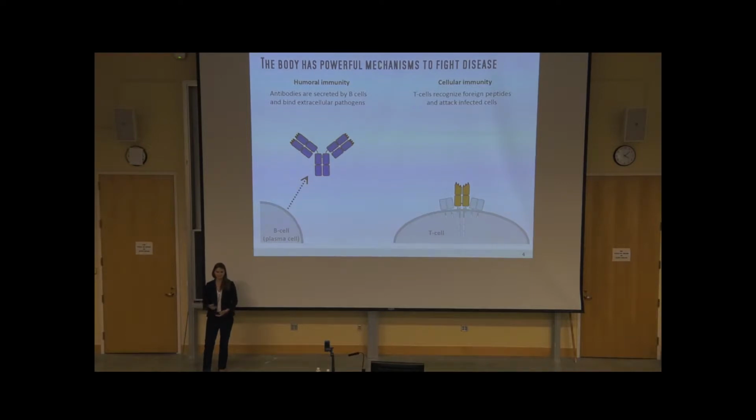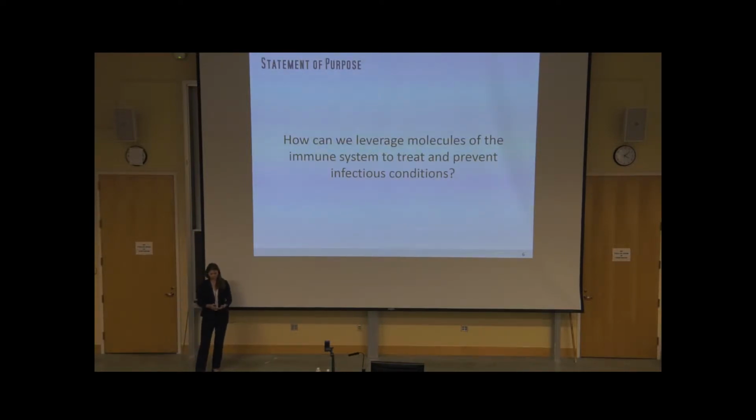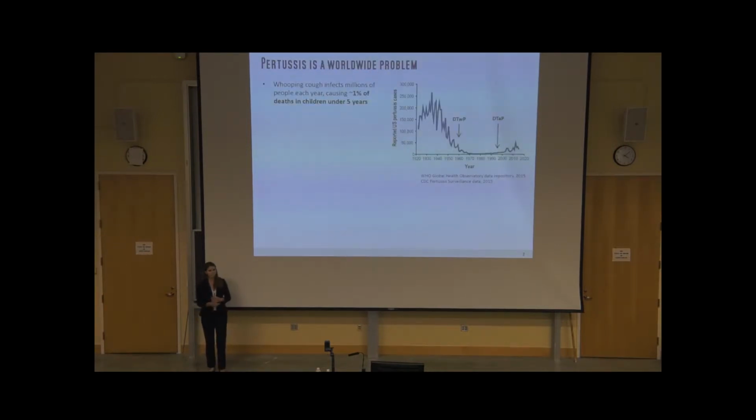So together, these mechanisms are really powerful, and so when we're coming back to this sort of set of maybe indications for which small molecules and vaccines just aren't working, in our lab, our thought is that we can maybe address these using antibodies and other molecules of the immune system. So our overall goal here, and what I want to make sure I communicate today, is how can we leverage molecules of the immune system to treat and prevent infectious conditions.